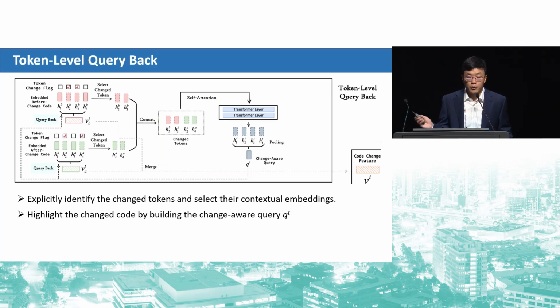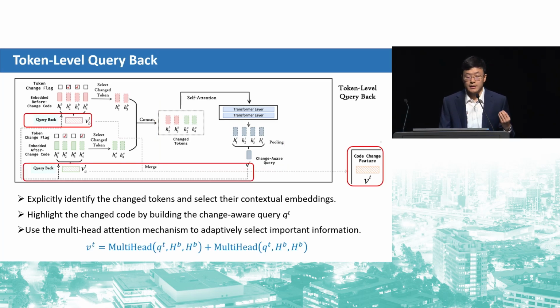And then we consider the feature vector as a query, and we consider the token embeddings of the whole code change as the keys and values, so we can use a multi-head attention mechanism to adaptively select important information from the keys and values based on the query.